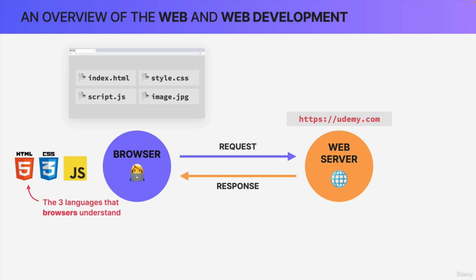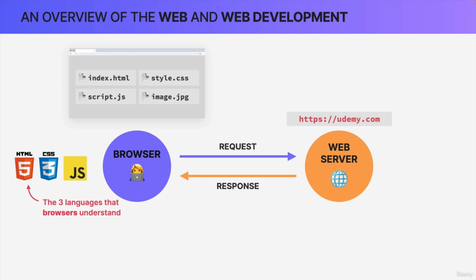So what this means is that all of the code that makes up a website needs to always be written in the languages HTML, CSS, and JavaScript. Because, again, these are essentially the three core technologies that any browser can understand.